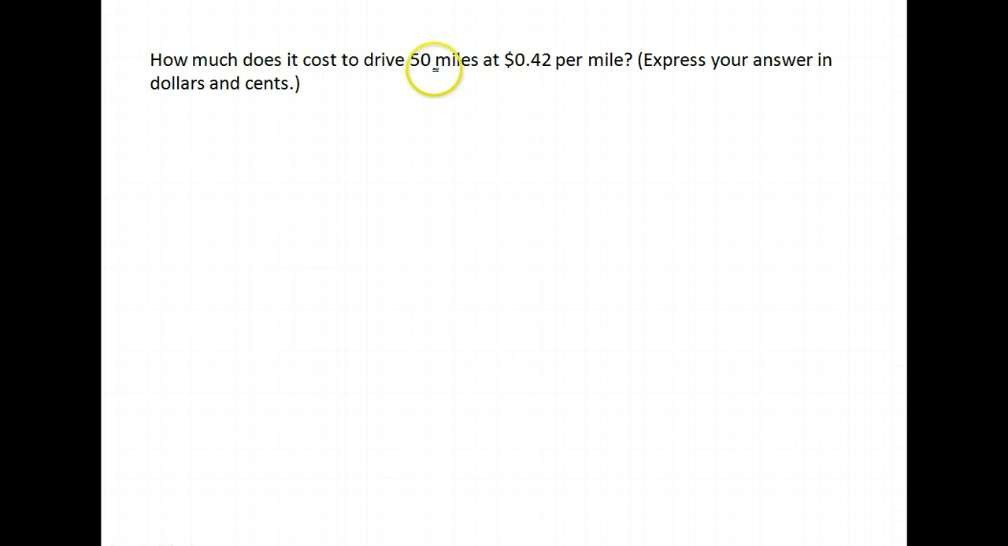All right, how much does it cost to drive 50 miles at 42 cents per mile? In order to find the total cost, you would take the number of miles times the cost per mile. So to drive 50 miles, if it's 42 cents or 0.42 per mile, you just take 50 times 0.42 and you've got your answer. So we get 21, that would be $21.